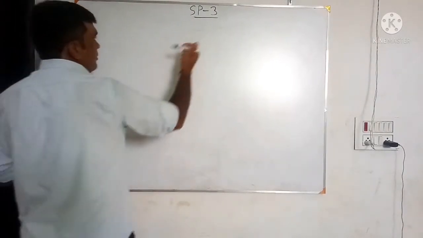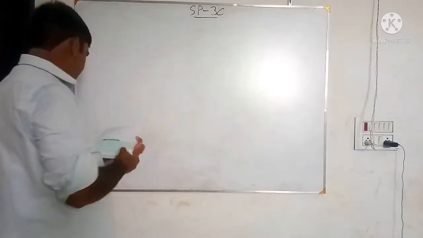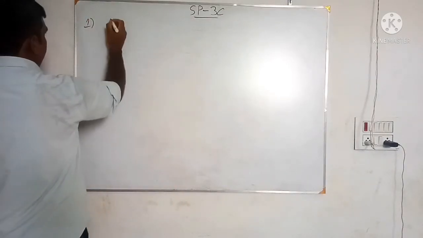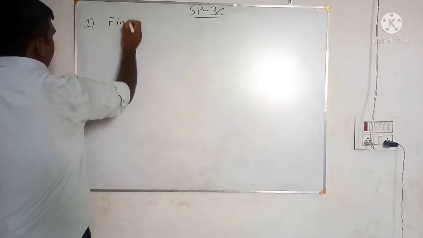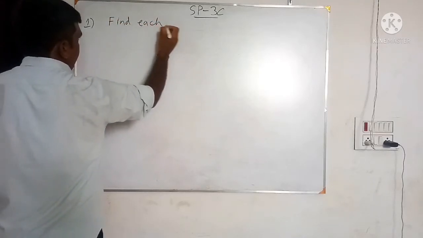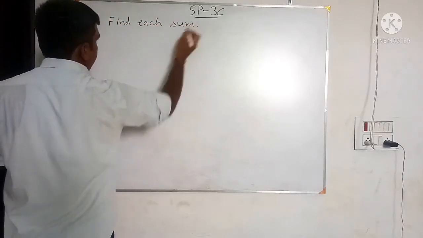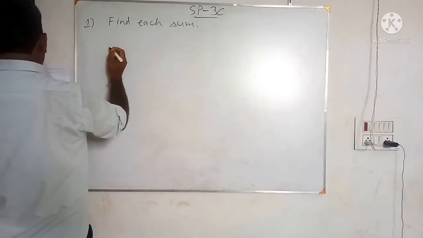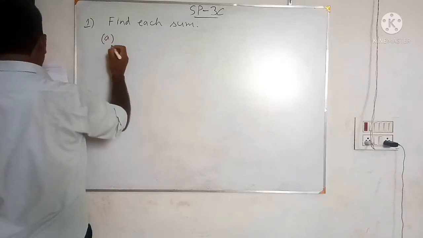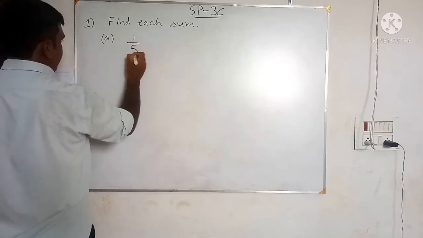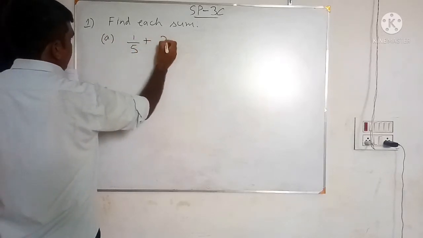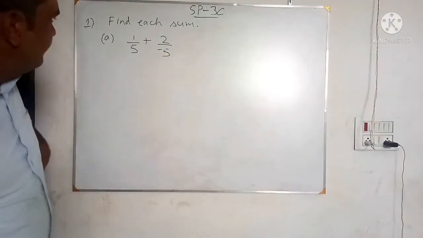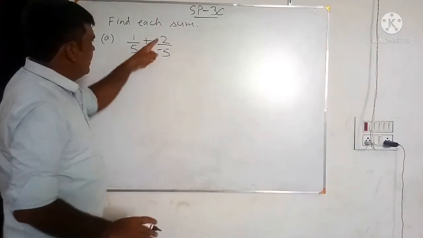Now self practice 3C. First question, find the sum. In this we have to find each sum. So question number A, I am going to do 1 by 5 plus 2 upon minus 5. So see how you find the sum. Here plus minus means minus.